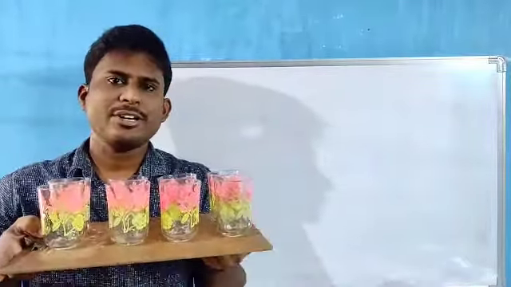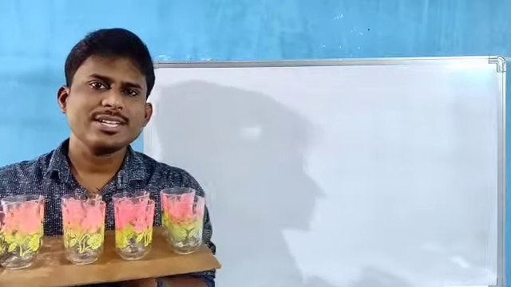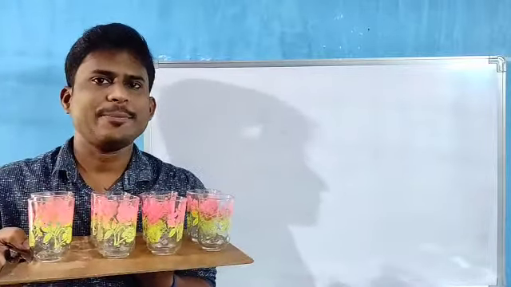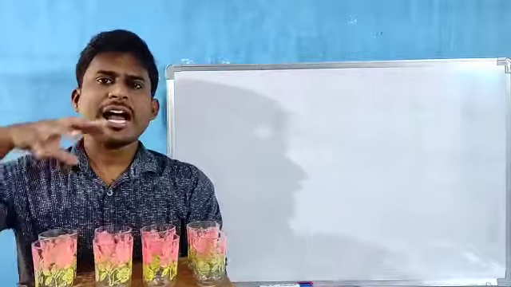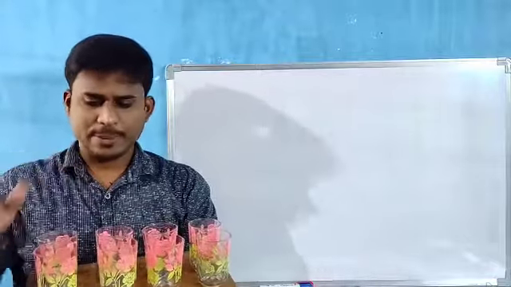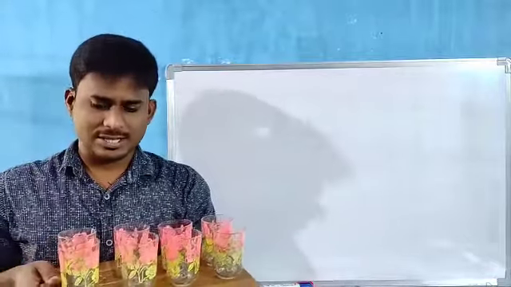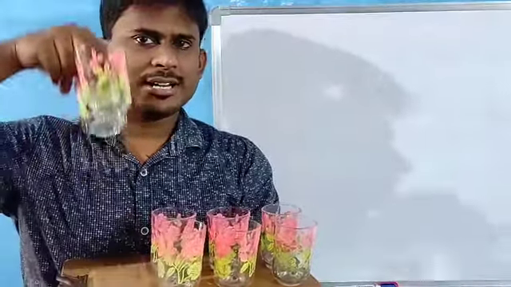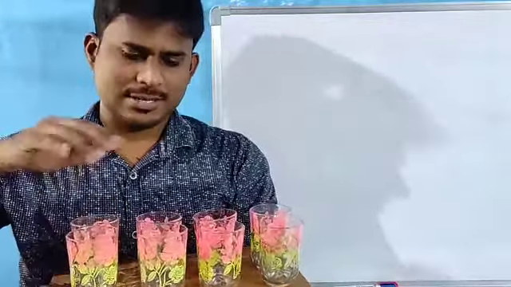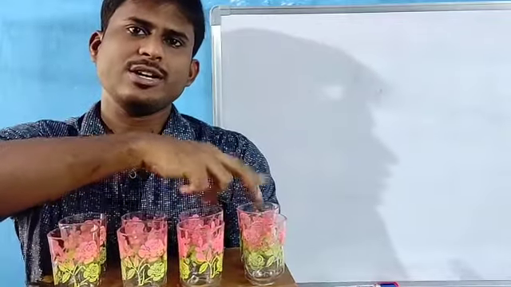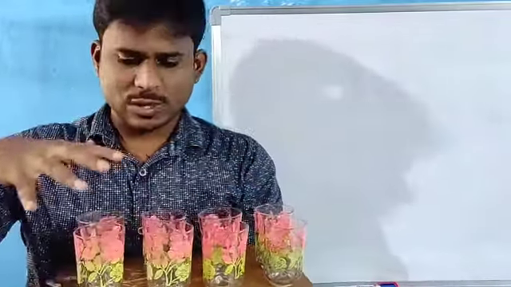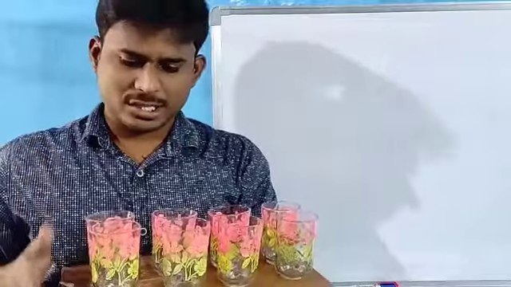So children, do you know what these are? These are glasses. See children, I have arranged some glasses here. Now let us start counting the glasses, children. See here, I have two glasses. Two again. So I have arranged the given glasses in this way.